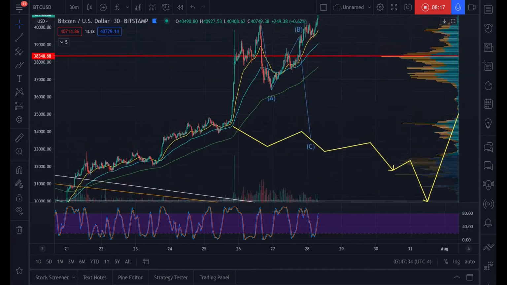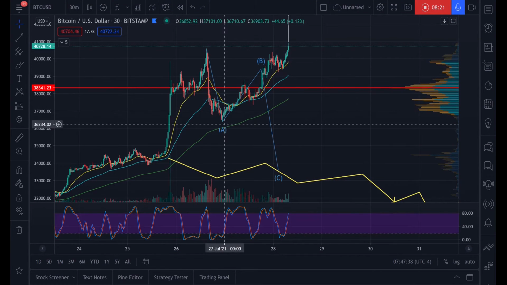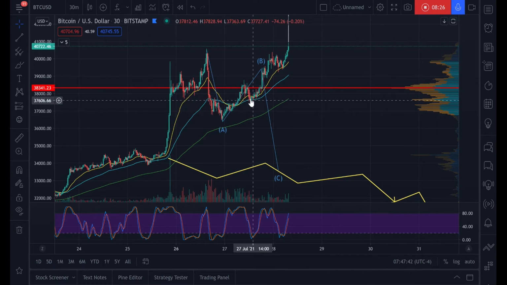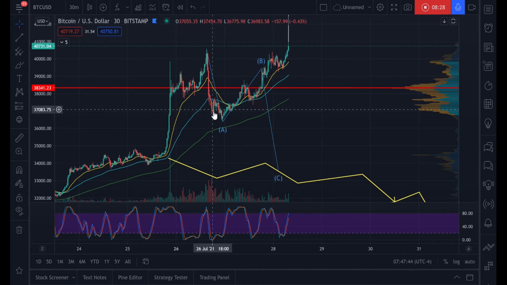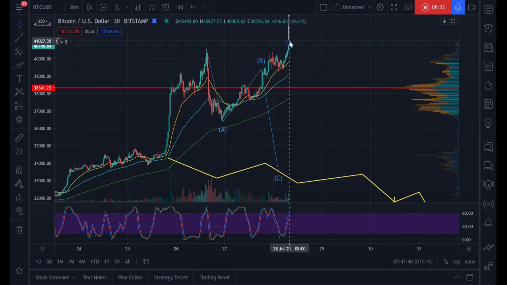So the 30-minute time frame. Here's your distribution. Basically, your markdown from the top of the trading range. And then this is the upthrust after this distribution. And usually you get a few of these, right?